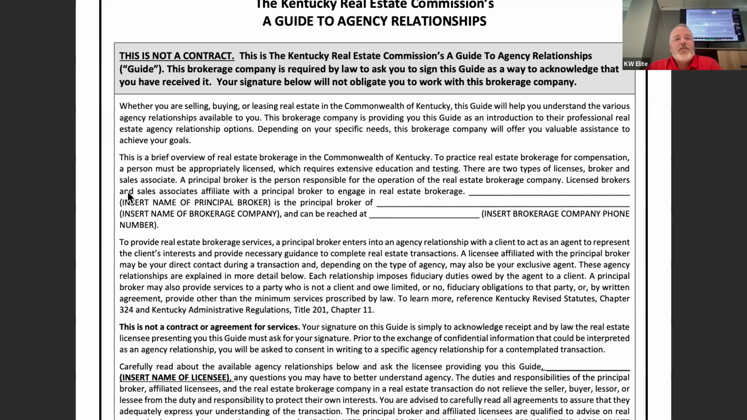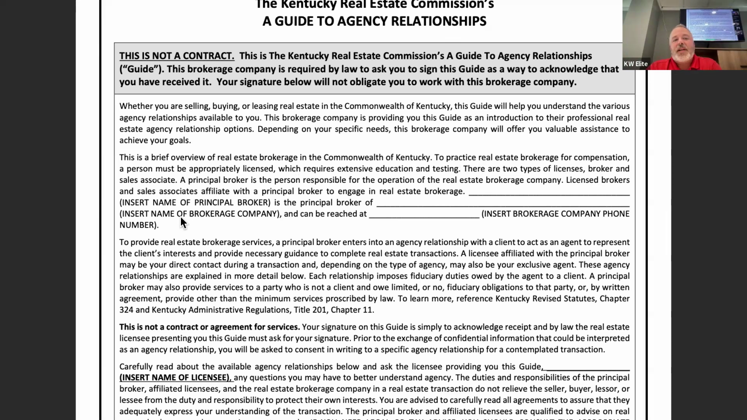So first and foremost, not the first paragraph, but the second paragraph, since the first paragraph you have to fill things in, it talks about the different types of licenses. You can be a licensed agent, you can be a broker, you can be a sales associate affiliated with a principal brokerage. So the very first line is the name of the principal broker. For all of us, we know the answer to that one, right? It's Kelly Ann Harris. So Kelly Ann Harris goes inside of here.